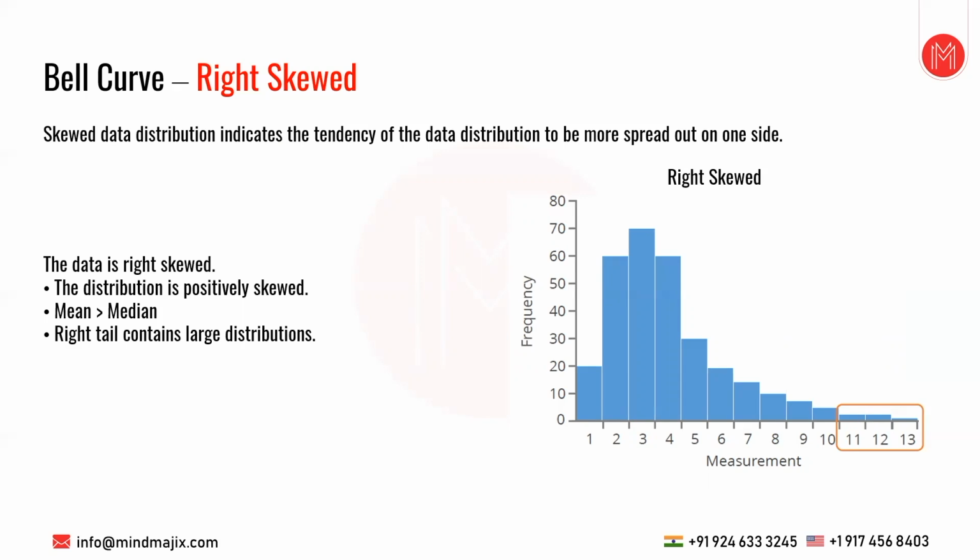Mean is greater than median. In the last situation the mean was less than the median, but here the mean is greater than the median. The right tail contains the large distribution. So this is the type of thing we get in a right skewed bell curve. In the next session we will talk about how kurtosis works.